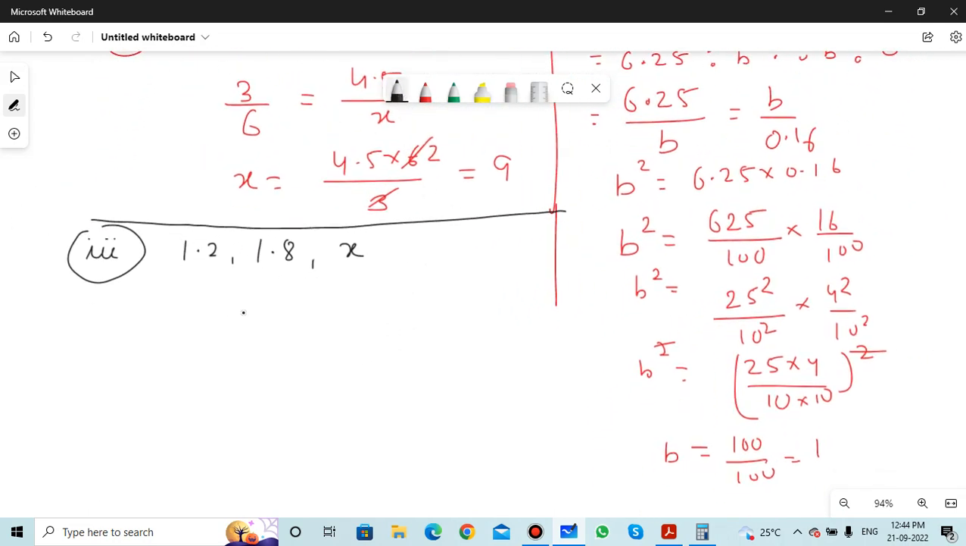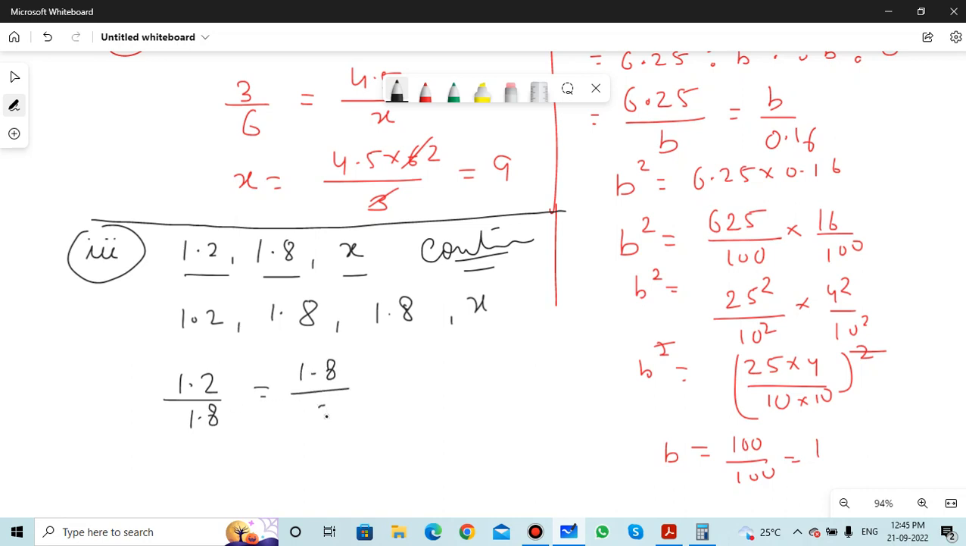Now see, first term, second term, third term. I have to rewrite it like this: 1.2, because they're asking the third proportion, and the second will be 1.8. The third will again be 1.8, and the fourth one will be x in this case. So the third proportion they're asking is basically a continued proportion. So it will become 1.2 upon 1.8 is equal to 1.8 upon x.